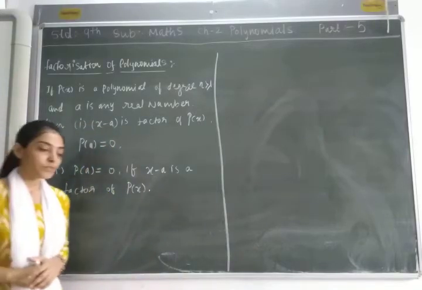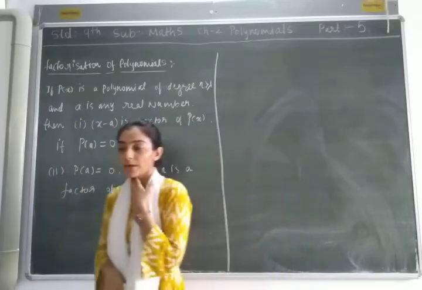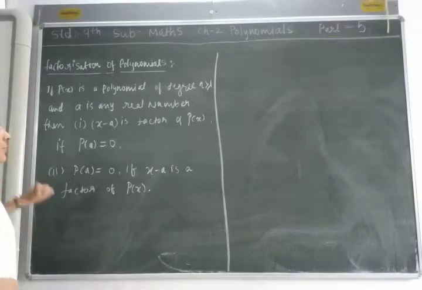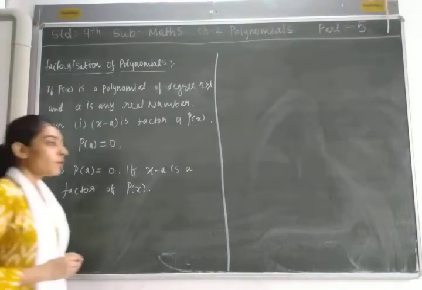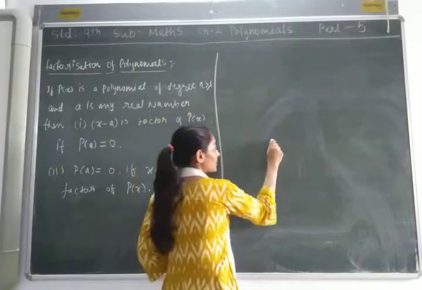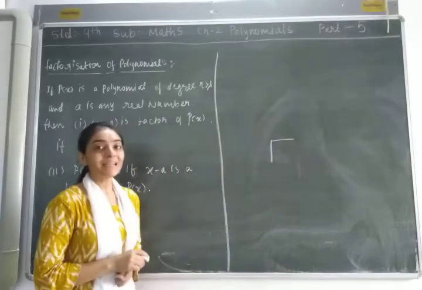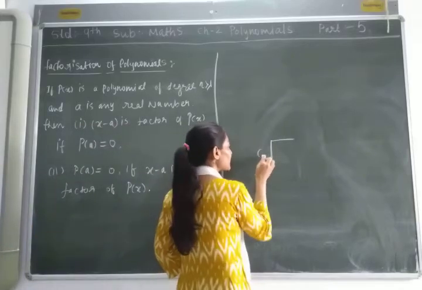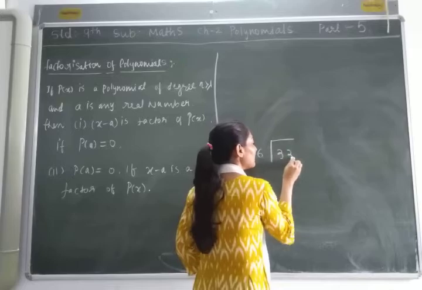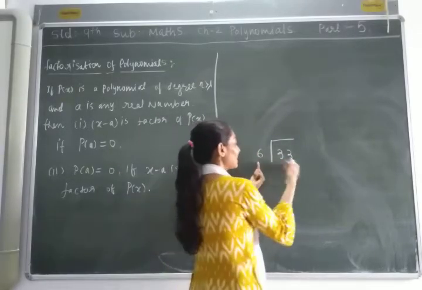In the previous video, we have seen the remainder theorem. Now, we move towards the factorization of polynomials. Factorization is nothing but when a number completely divides my dividend. So if I take 6 and 33, I am just dividing 33 by 6.